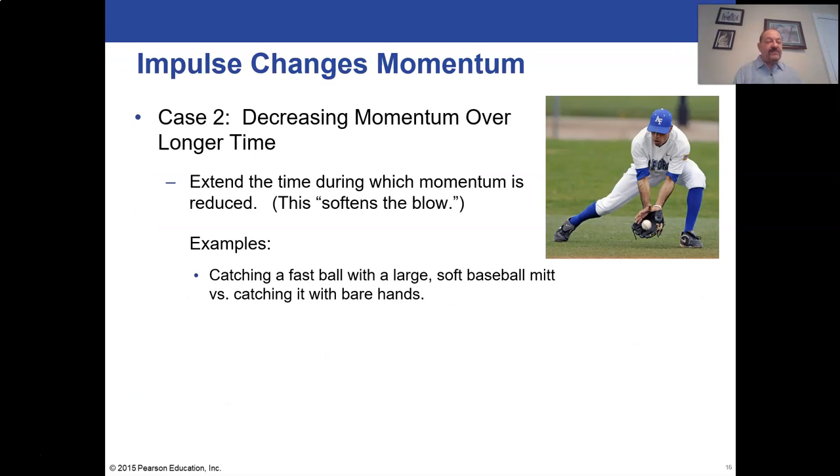Case 2, decreasing momentum over a longer time. Extend the time during which the momentum is reduced. This softens the blow. So if you've got an object that's moving, it has a certain momentum. It has a certain mass. It has a certain velocity. And if you're going to stop it, that means you're changing its velocity to 0. And that means the amount of momentum you're changing is all of the momentum it used to have.